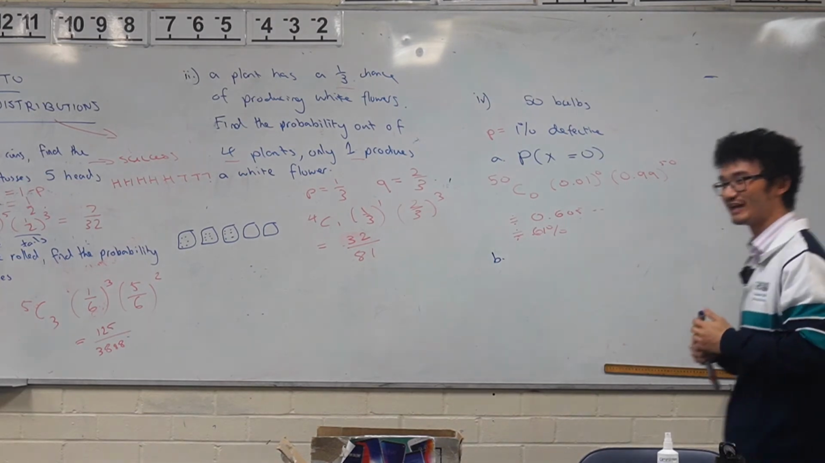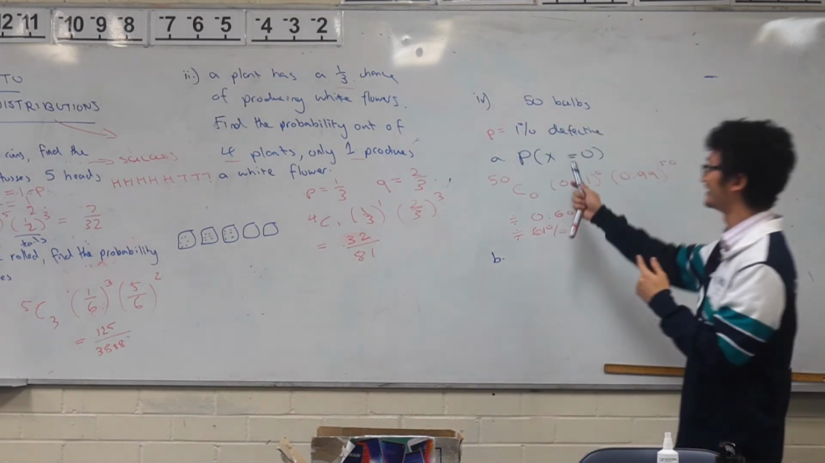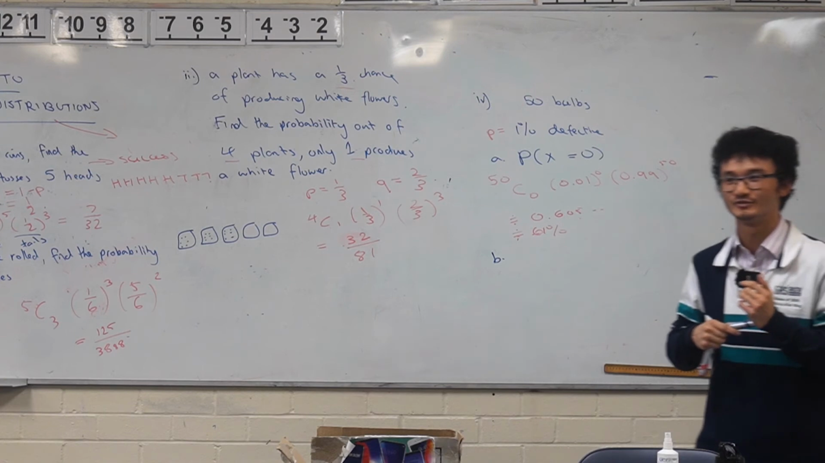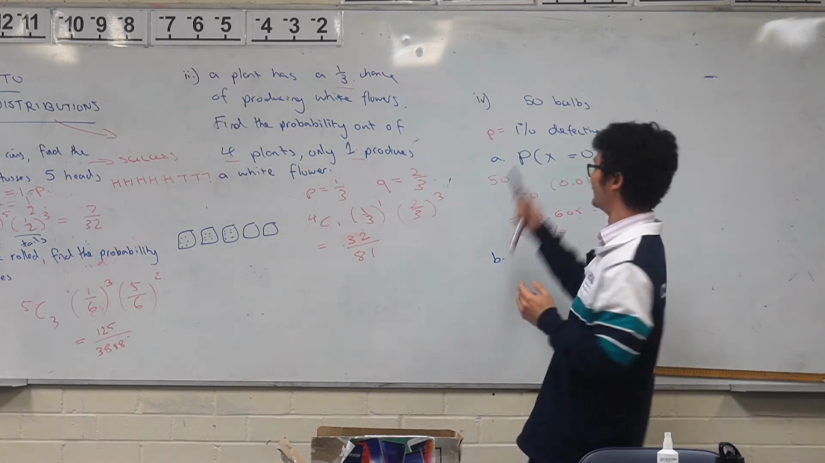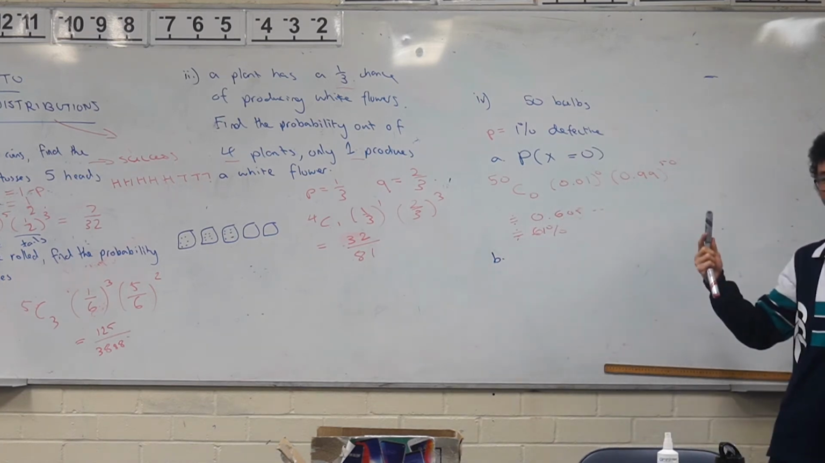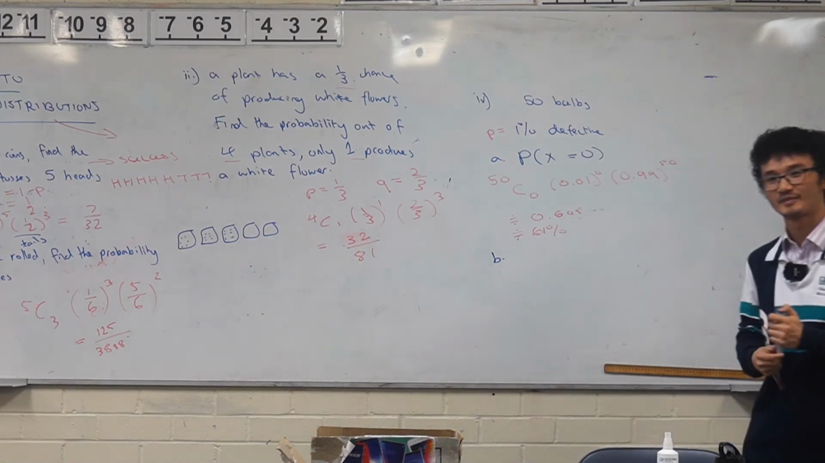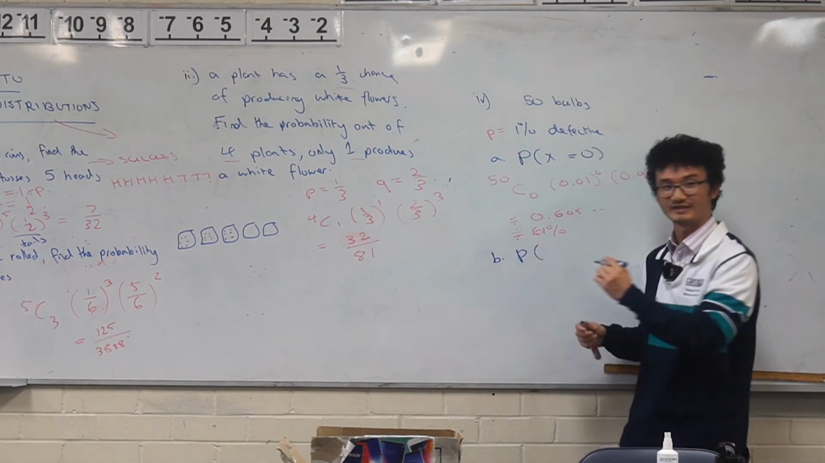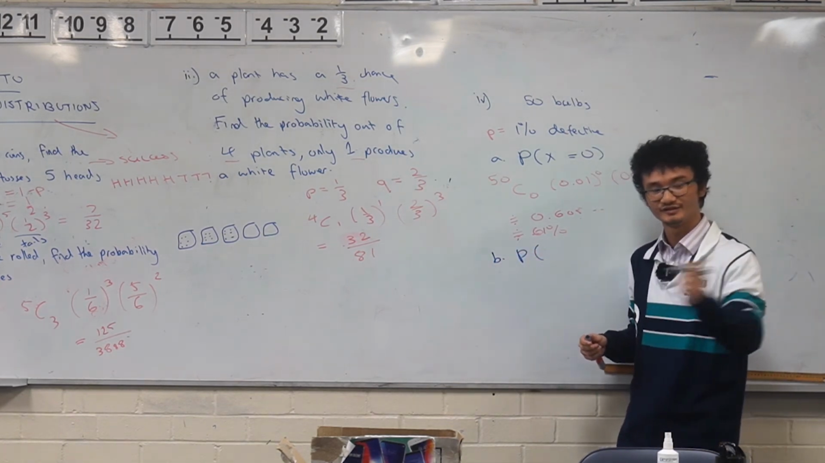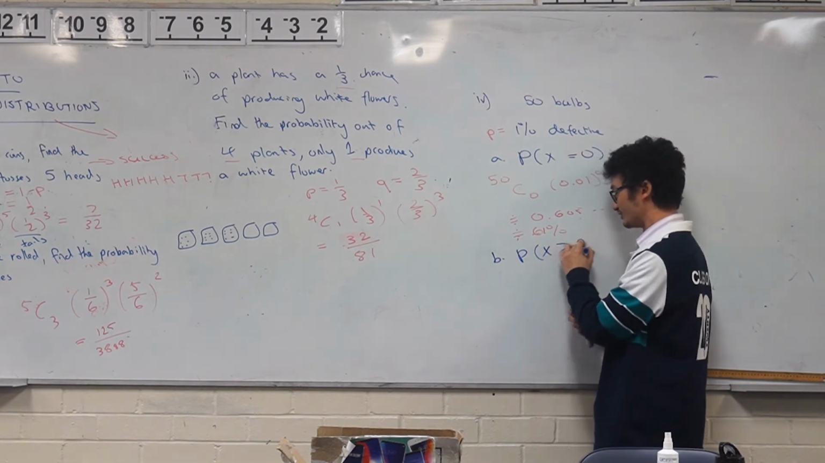Okay, at least two bulbs. How would you write that in this same notation that I've created here? So at least two bulbs defective. So if x is equal to 0... Okay, so you could do that. So let's just write this out first. So P of, what did I say, at least 2? Is that what you said? Yeah, so x greater than or equal to 2.